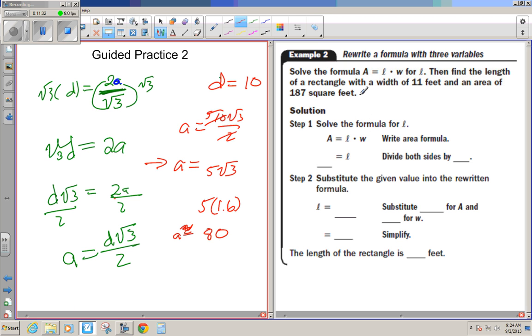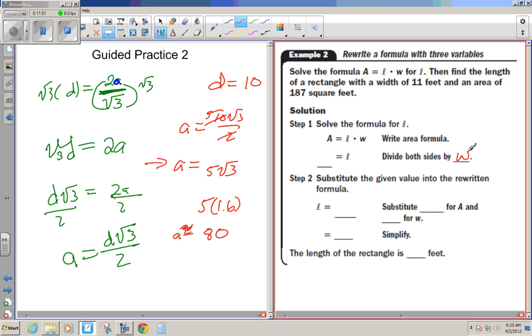Solve the formula A equals length times width for L. Then find the length of a rectangle with a width of 11 feet and an area of 187 square feet. All right, so here's the formula. Write the area formula. Divide both sides by W. When we divide by W, it cancels out, becomes 1, and you have A over W.